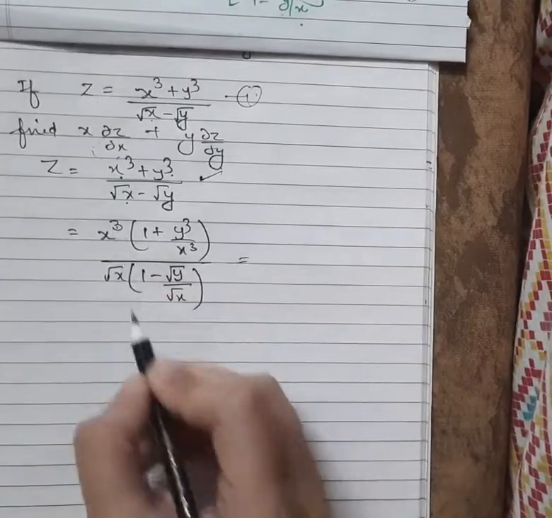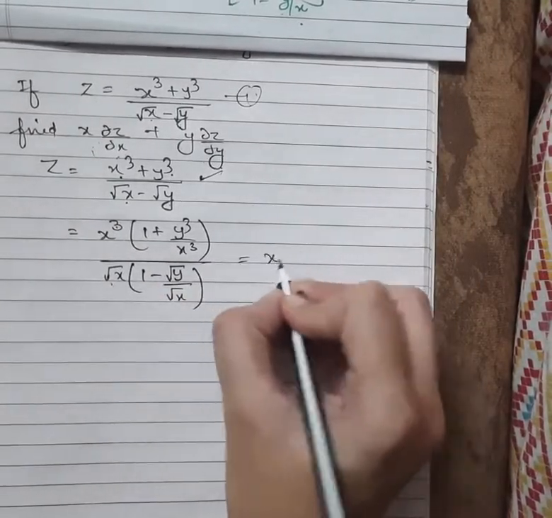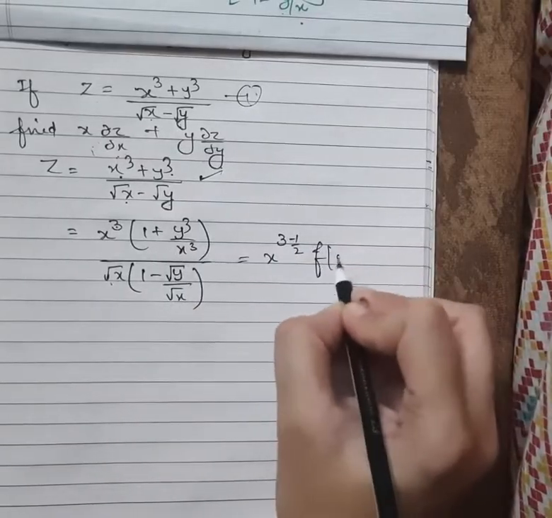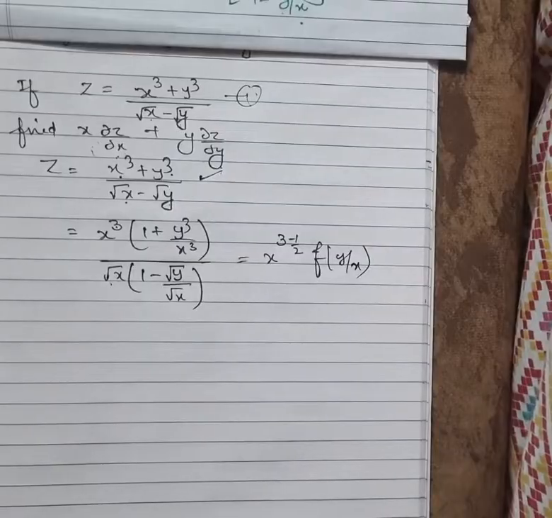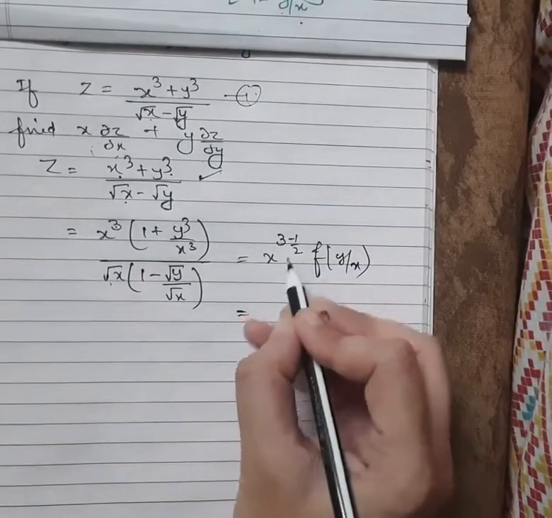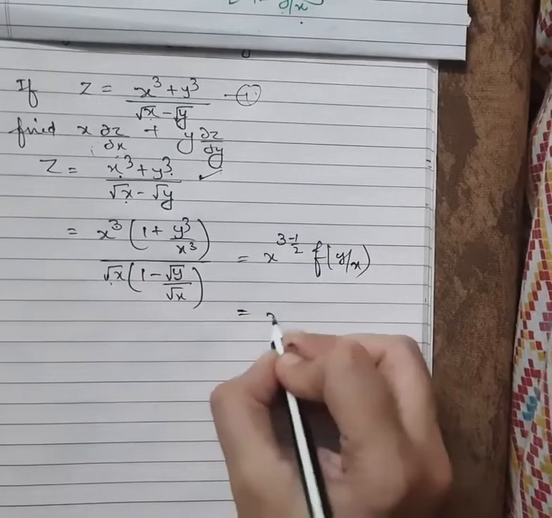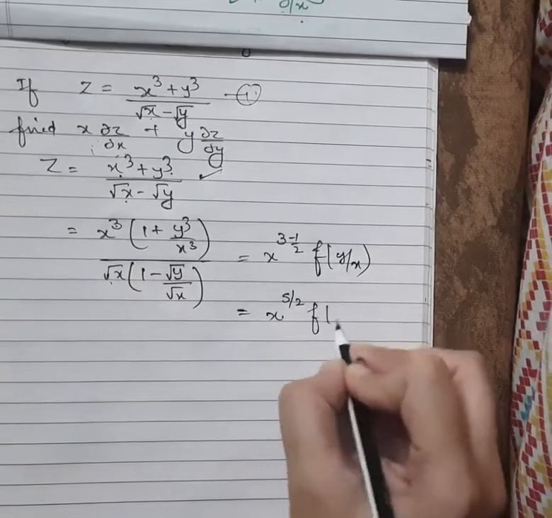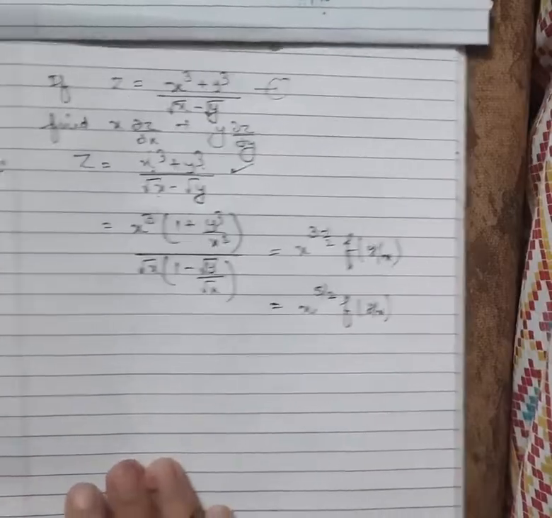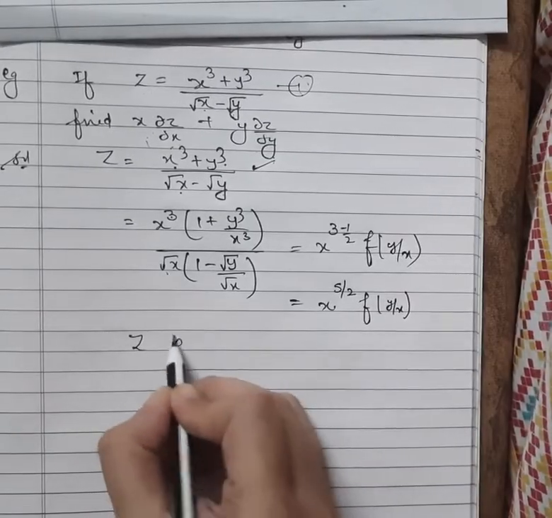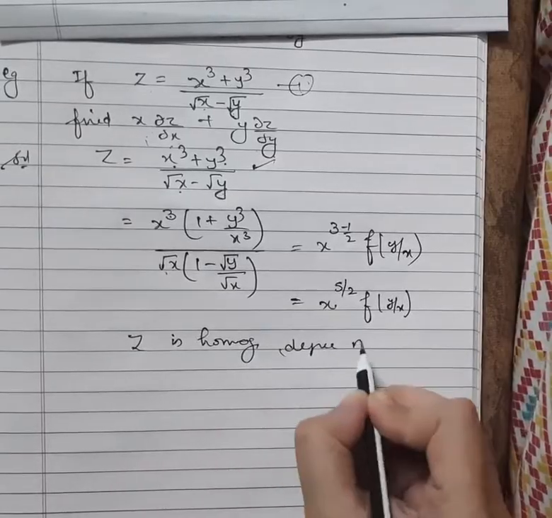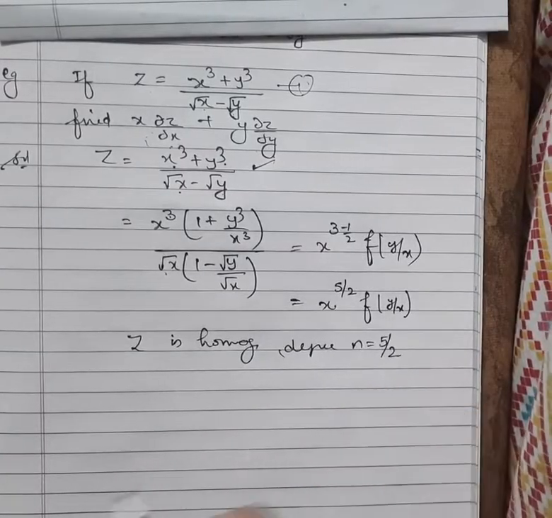So this is x raised to power 3 and this is root x. So it's 3 minus 1 by 2, and whatever is left inside I will just compress it in the form f of y by x, x raised to power 3 minus 1 by 2. So how much do we get here? 5 by 2 f of y upon x. So this means this z function is homogeneous with degree equal to 5 by 2.